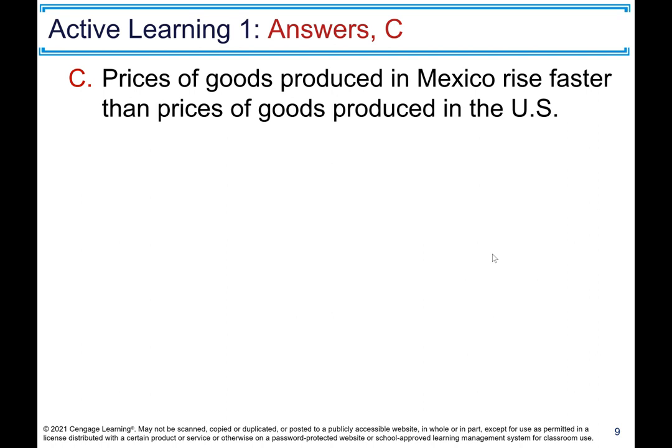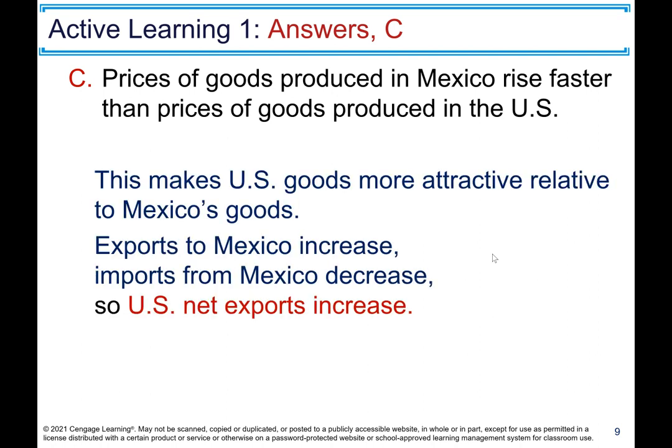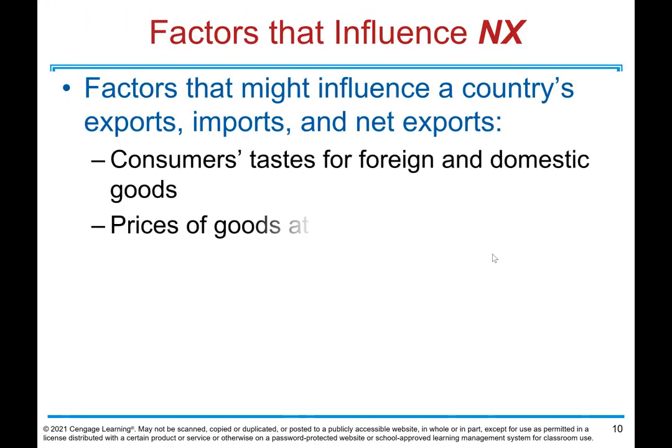Answer to C. Prices of goods produced in Mexico rise faster than prices of goods produced in the US. This makes US goods more attractive relative to Mexico's goods. Exports to Mexico would increase, imports from Mexico would decrease, so US net exports would increase.